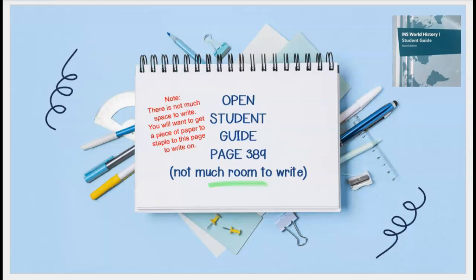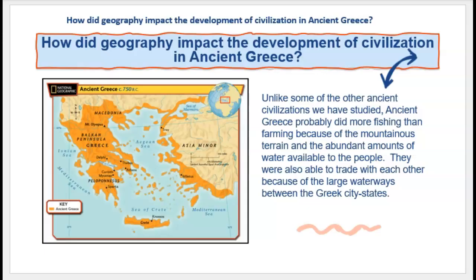So go ahead and open your student guide to page 389. Once again, there's not much room to write, so you may need to get an additional piece of paper that you can staple onto this page. We're going to look at the questions that you would be answering when you're thinking about the impact that geography has on these different time periods or different things that we've studied in history so far. So, how did geography impact the development of civilization in ancient Greece? This can be your own wording. You can use some of my ideas, or you certainly can use your own and compare as well.